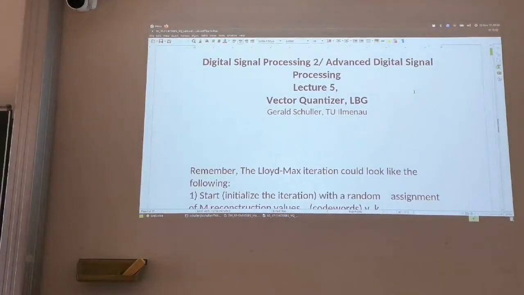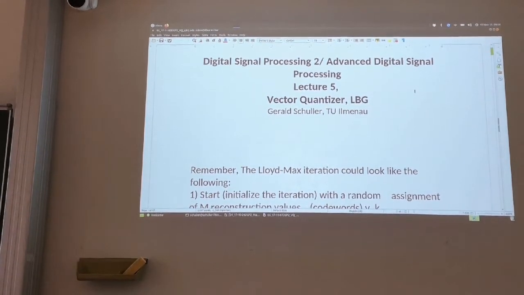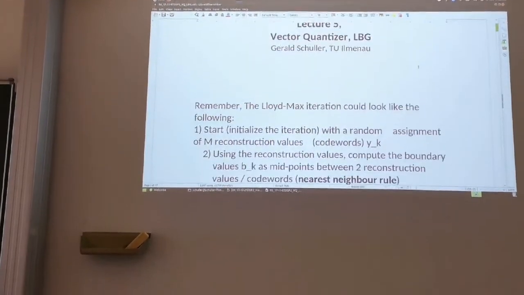This can be generalized now to the multidimensional case. So instead of having just a single value, we now combine several samples into a vector and then quantize this vector. And this is what we'll see today with the vector quantizer.